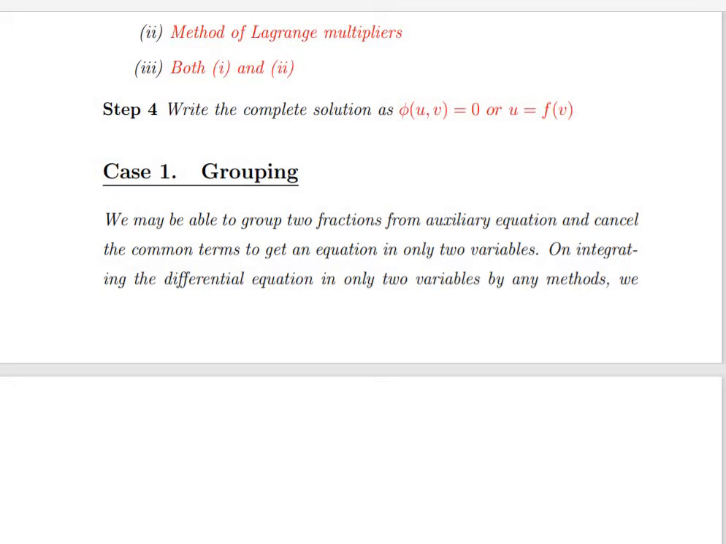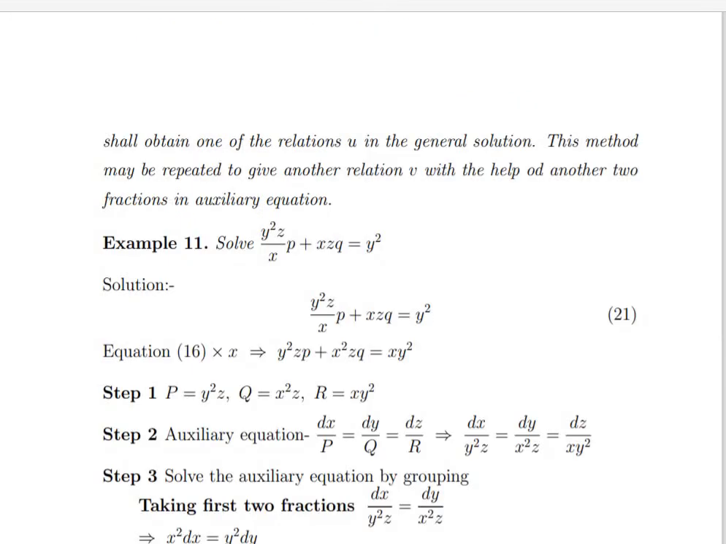Now we can go through case 1, or the method where we are using the procedure of grouping. We may be able to group two fractions from the auxiliary equation and cancel the common terms to get an equation in only two variables. On integrating the differential equation in only two variables by any method, we shall obtain one of those relations u in the general solution. This method may be repeated to give another relation v with the help of another two fractions in the auxiliary equation. Now we can understand it in a more clear way using a problem.